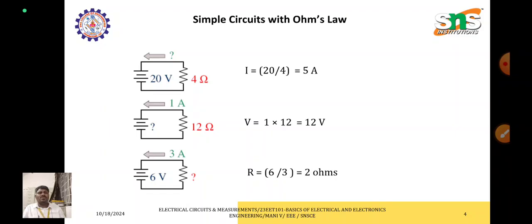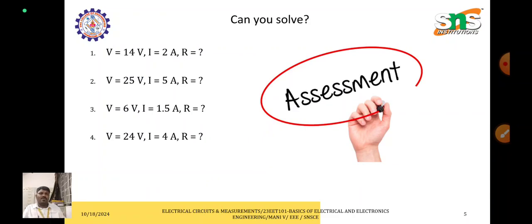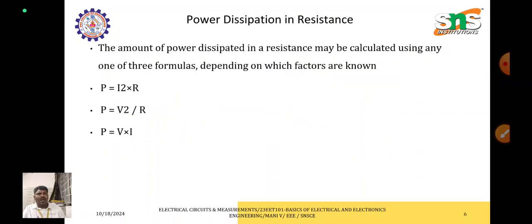So with the help of Ohm's law, we are able to determine the voltage, current and resistance of a circuit. Okay. So can you solve this? Here the voltage and the current are given. So we have to determine the resistance for the different voltage and current ratings in a circuit. And the power dissipation in a resistance.